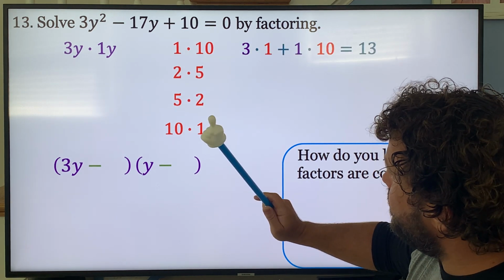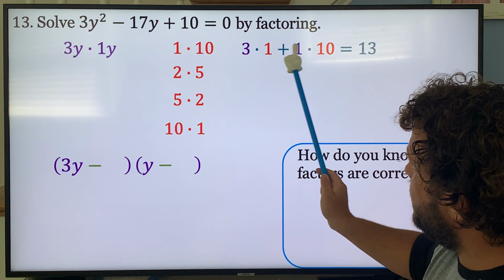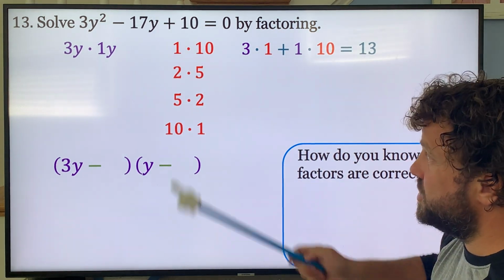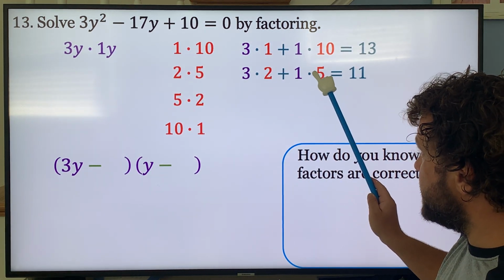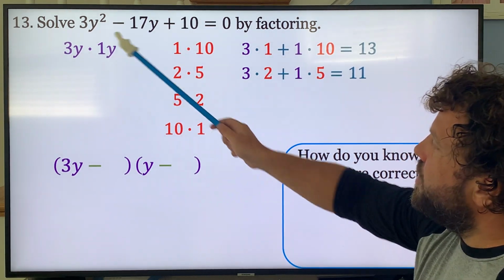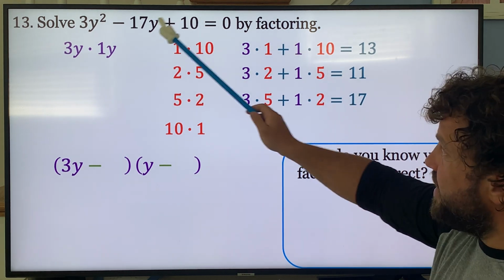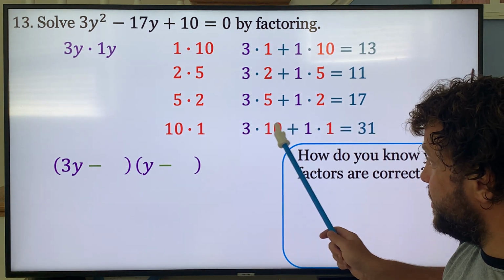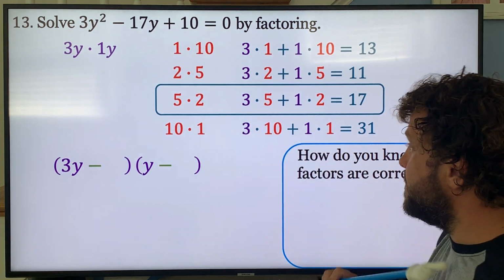3 times 1 plus 1 times 10. 3 plus 10 is 13. 13 does not equal 17. Those are not our combinations. 3 times 2, 1 times 5. 6 plus 5 is 11. Does not equal 17. That is not our combination. 3 times 5, 1 times 2. 15 plus 2, 17. That is our combination. To check your answer, 3 times 10, 30 plus 1 is 31. Not our combination, 17, because that matches our middle number.